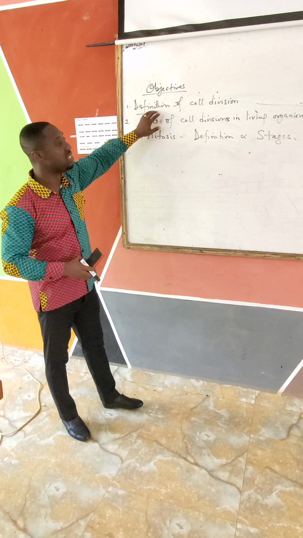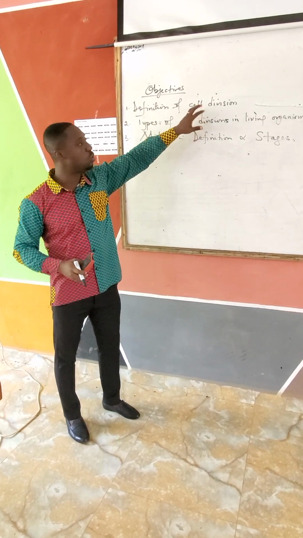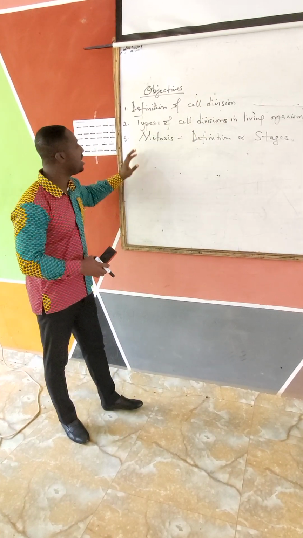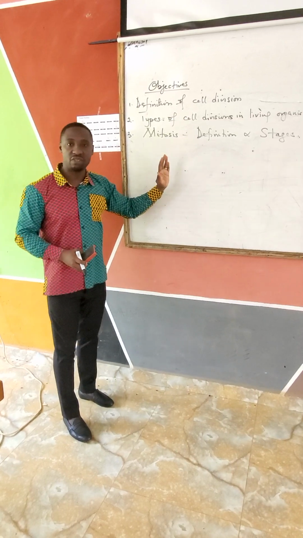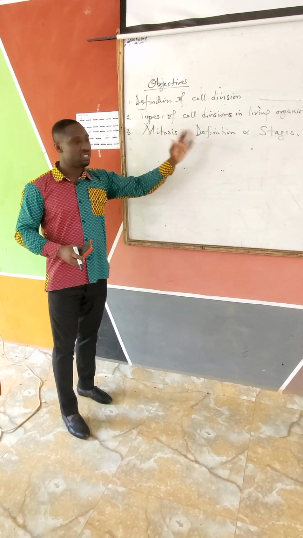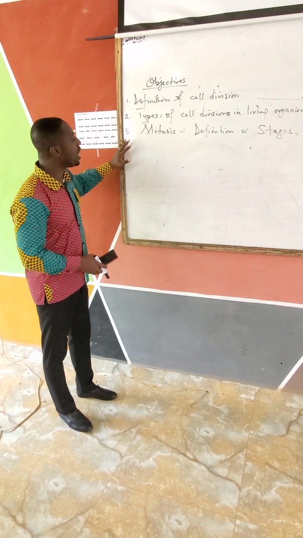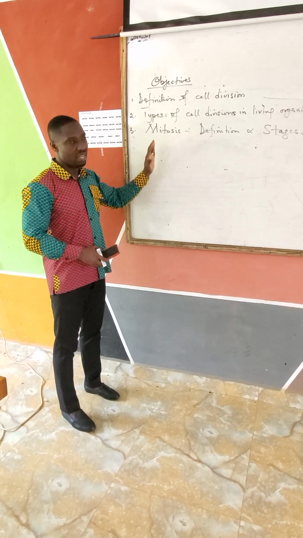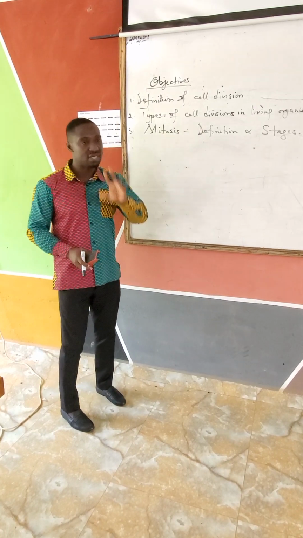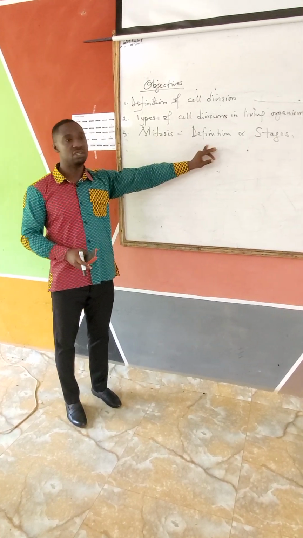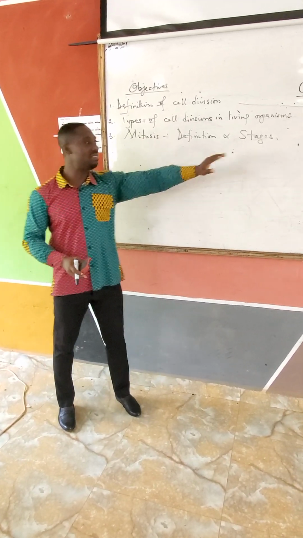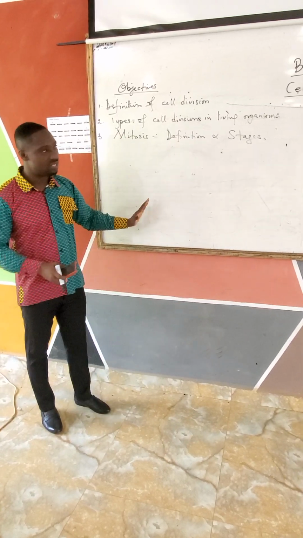First, we look at the definition of cell division. We will want to know what cell division is all about. Then secondly, we look at the types of cell division. The types of cell divisions that we have in living organisms. And then finally, we will look at mitosis. And under mitosis, we will simply look at the definition of mitosis and the stages of mitosis.